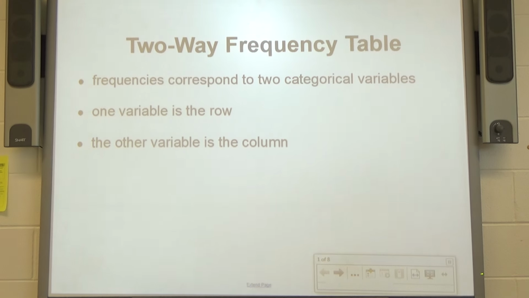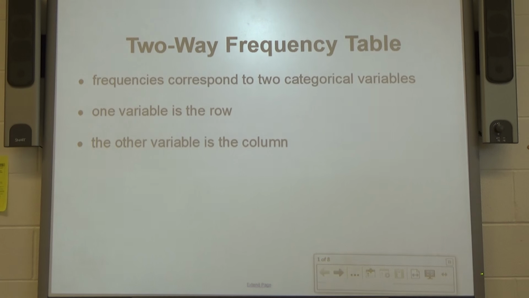So here's a couple pieces of information about a two-way frequency table. It does deal with categorical data, so information that I can sort into different types of categories. For example, hair color, what kind of animal you prefer, if you're a dog fan or a cat fan, if you prefer to go to the beach or you prefer to go to the mountains. Those are categorical pieces of data that we can use.